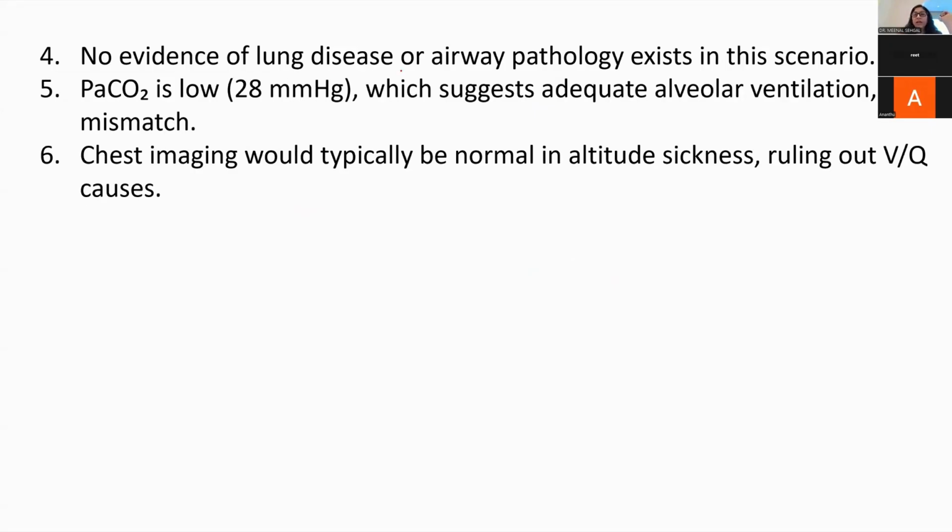There is no evidence of lung disease or airway pathology. PaCO2 will remain low because there is hyperventilation, which suggests adequate alveolar ventilation and not a mismatch. Chest imaging would typically be normal here again in altitude sickness. So there is no underlying infiltration or pathology.